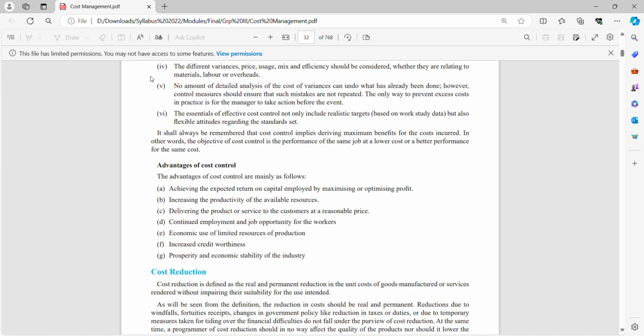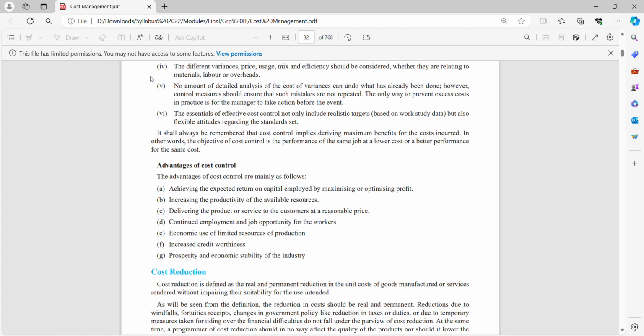Advantages of cost control. Advantages of cost control are mainly as follows. Achieving expected return on capital employed by maximizing or optimizing profit. So I want to achieve my cost control. How can I achieve my cost control? Suppose I have requirement of 3 employees. What I'll do is I'll try to manage and keep only 2 employees. I'll try my best that I go for optimum utilization of these 2 employees, 2 resources. So achieving expected return on capital employed.